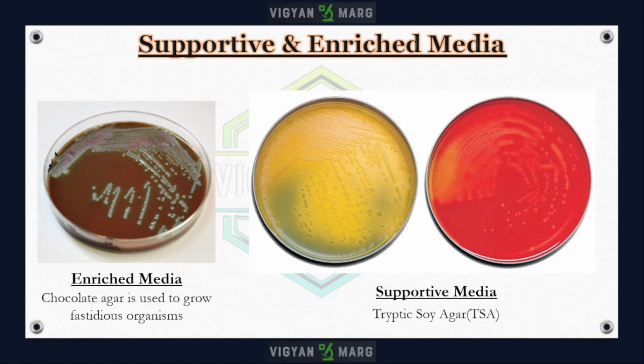And next, these are the visual contrast images of supportive and enriched media. You can see on one side the typical supportive medium such as tryptic soy agar. It provides a rich but relatively simple environment that allows many species to grow. TSA is widely used in both clinical and industrial microbiology as a general purpose medium. On the left side you can see the enriched medium, such as chocolate agar, used to grow the fastidious organisms that will not grow on the TSA alone.